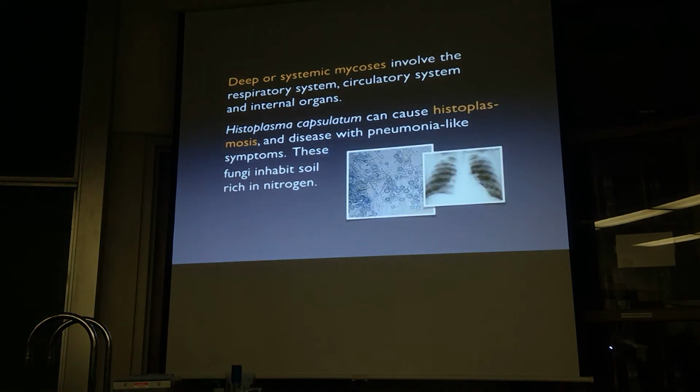Histoplasma typically causes pneumonia-like symptoms, so it gets into the lung. Again, systemic mycoses involve fungi that usually get in by way of the lungs. But then again, if your immune system can't control them, they can get throughout the body and cause considerable damage.